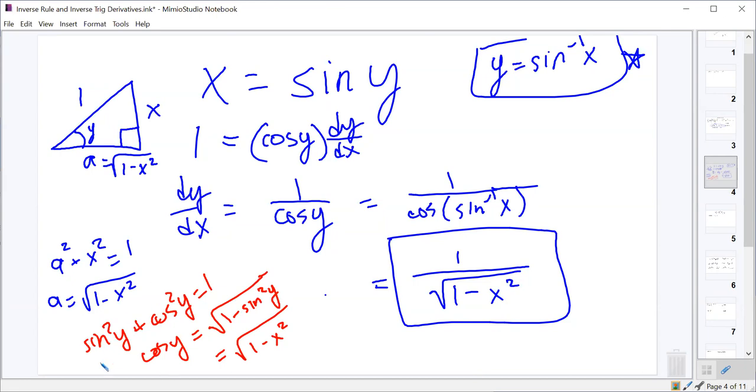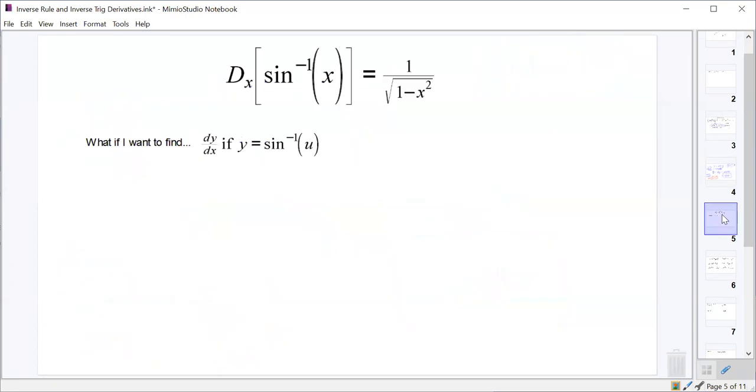So we could have done it this way, or drawing it on a right triangle and figuring out what the angles and the sides are also works. Everybody good or no? Yep. All right, cool. So our derivative of inverse sine of x is 1 over root 1 minus x squared.